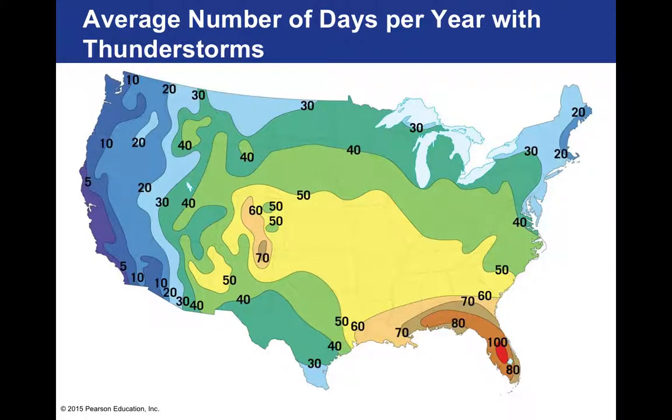So the average number of days per year with thunderstorms, you're going to see there's places in the United States that barely have any. The western coast of the United States rarely has thunderstorms, and the biggest area of the country that has these thunderstorms would be the Midwest locations and locations in Florida and along the Gulf Coast.